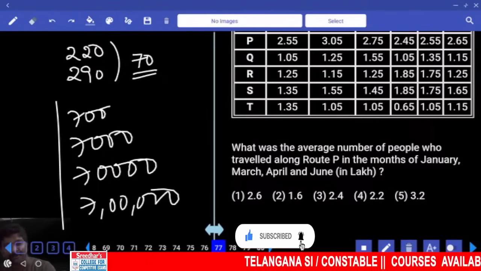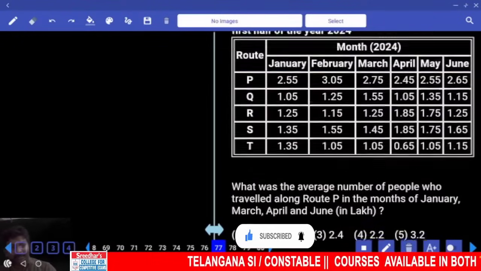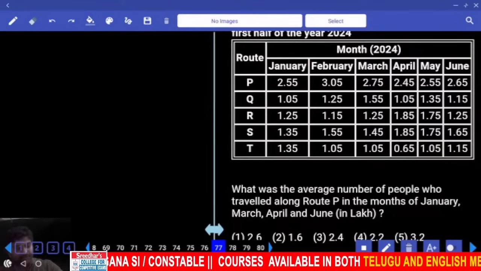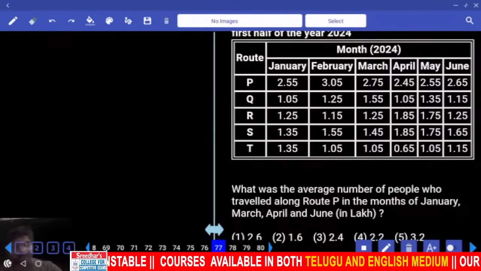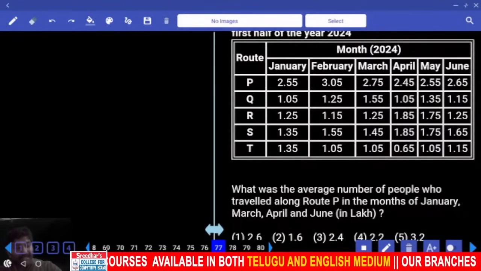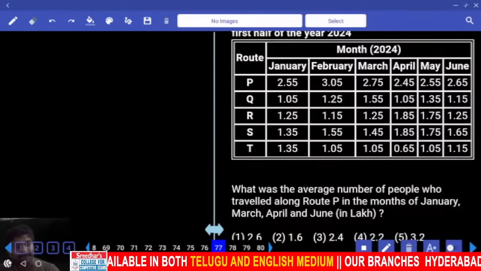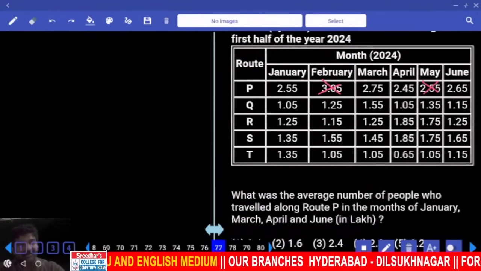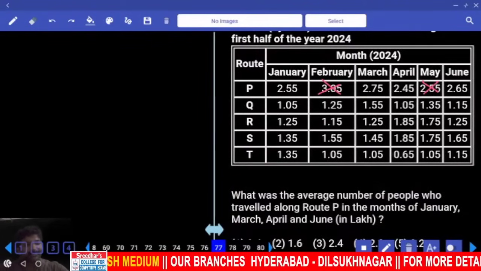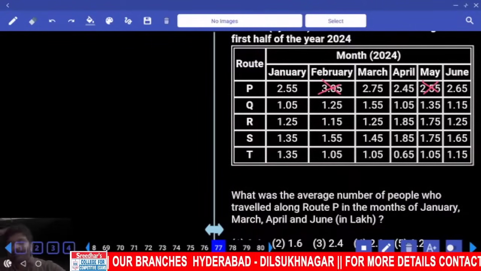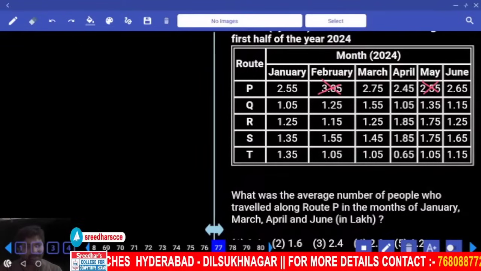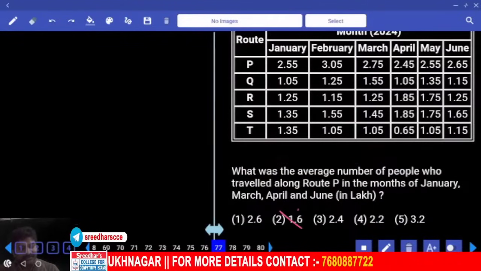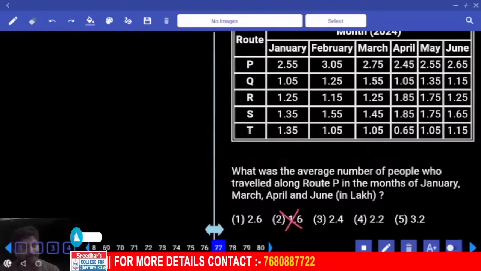What was the average number of people who traveled along route P in the months of January, March, April, June? So which months are not required? May and February not required, correct? Everywhere 200, 200, 200 is common. So answer should be definitely more than 200. Right. Second option eliminated.